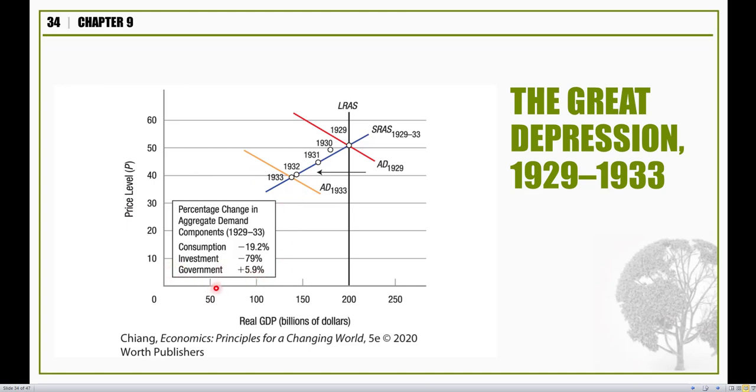It wasn't until we had huge increases in government spending with World War II that helped push the aggregate demand curve back to its long-run equilibrium and back to our long-term Q star level of GDP. So a little bit of a review, a little bit of application based on the aggregate demand and short-run aggregate supply models that we've built up within this chapter with the Great Depression.